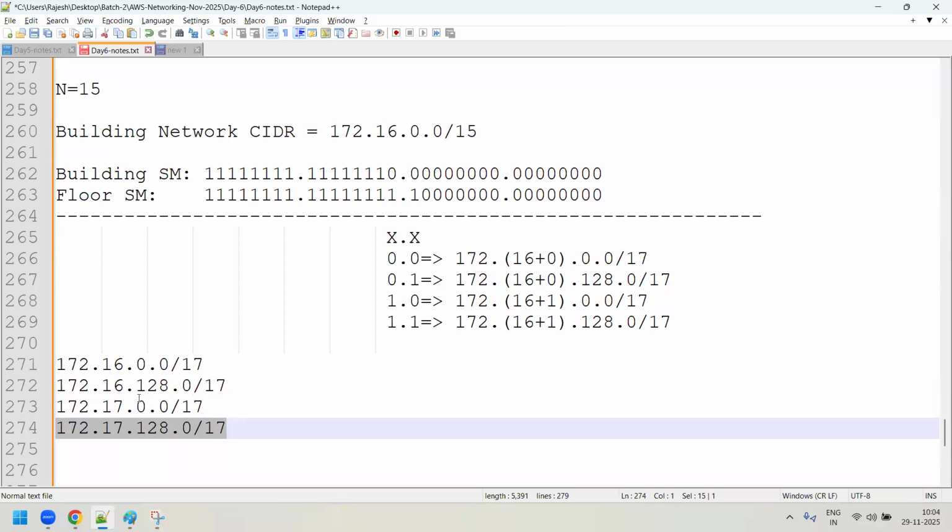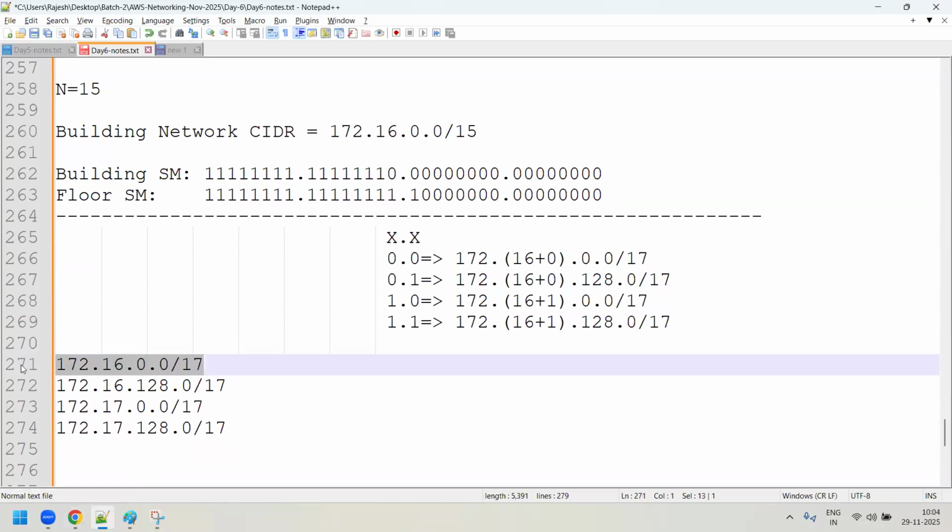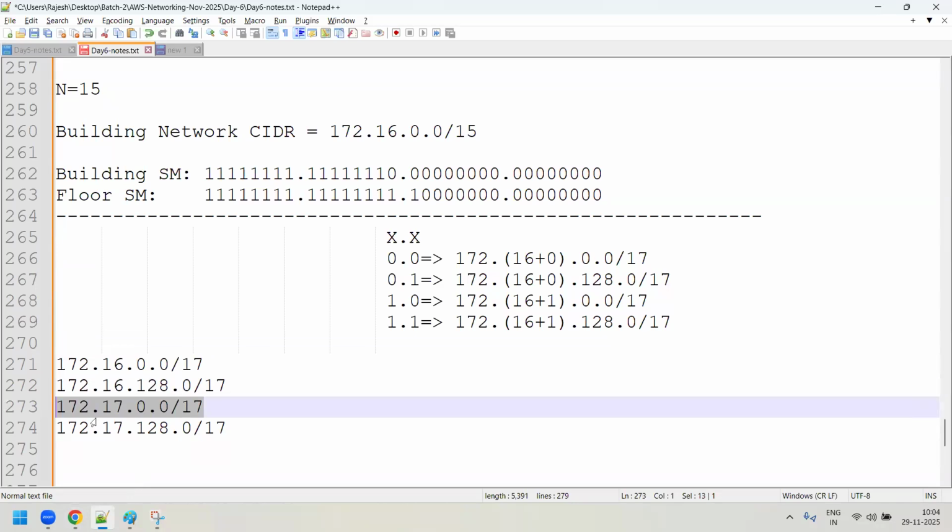By using this way, you're not wasting your IP addresses. You are using them accurately, and very few IP addresses are wasted. The idea behind subnetting is that it avoids any kind of wastage of IP addresses. So if you take the first floor, you give this range for the first floor, this for the second floor, this for the third floor, and this for the fourth floor.